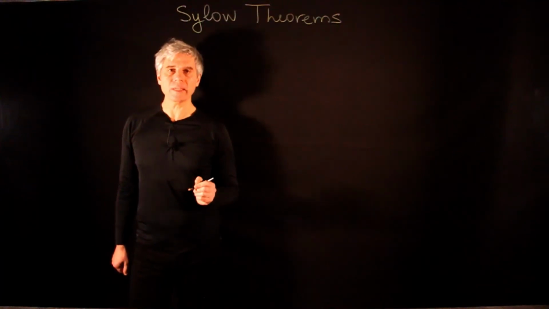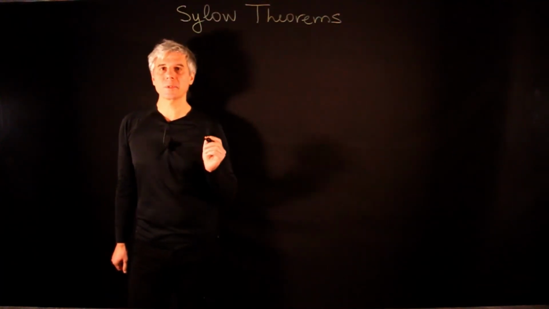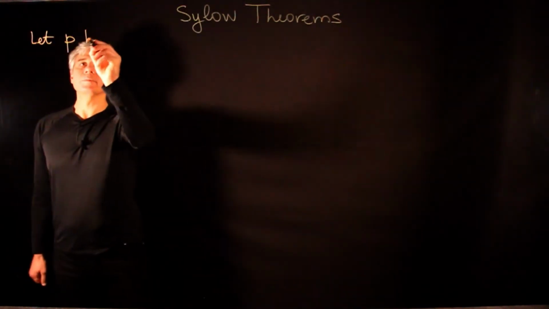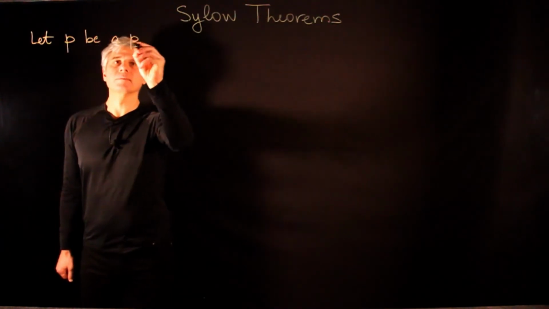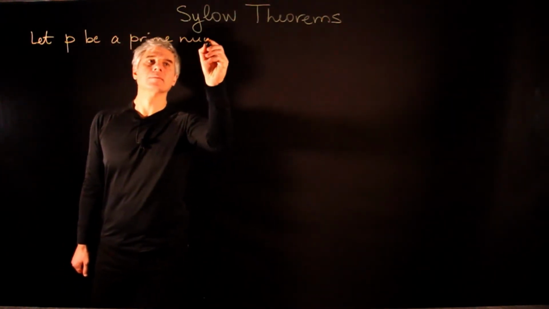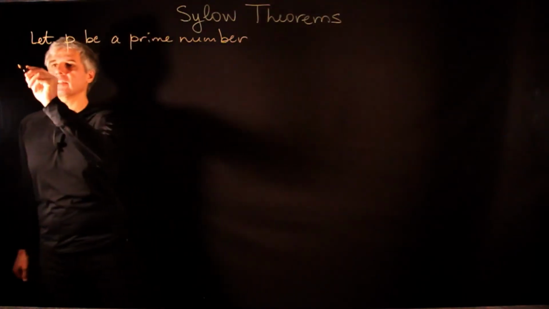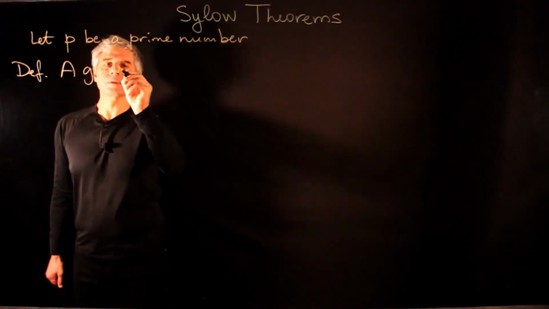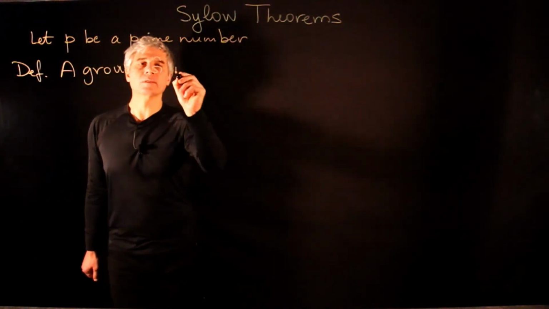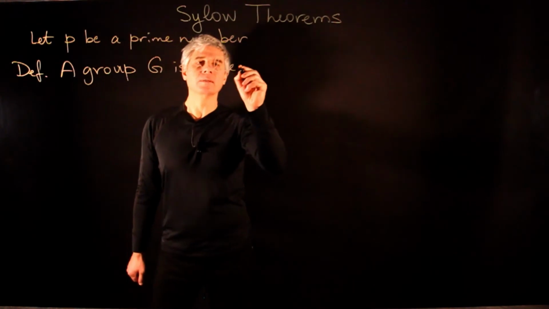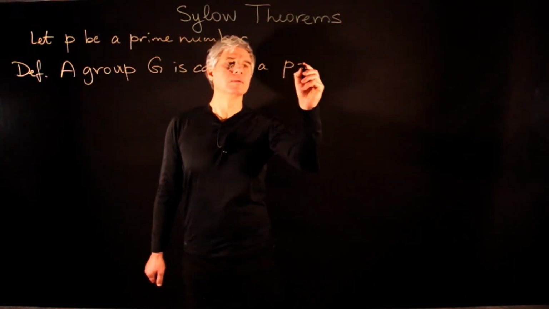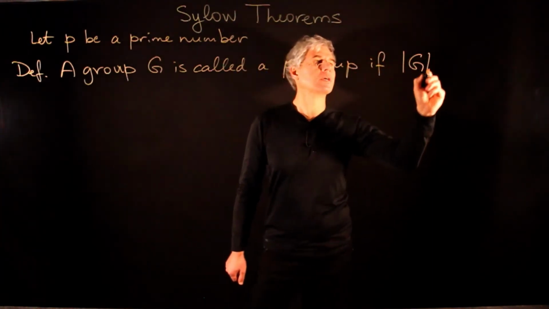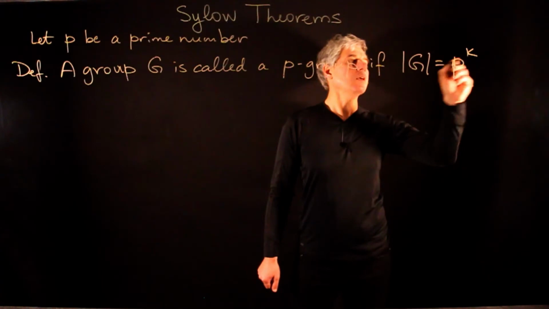The topic of today's lecture is Sylow's theorems, and we will begin with the definition of a p-group. Let p be a prime number. Definition. A group G is called a p-group if the order of G is equal to p to the power k for some k.